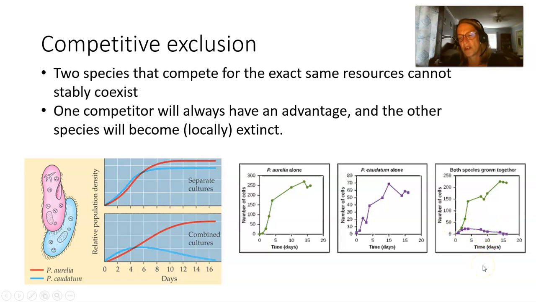Now, one of the things I want you to notice is, remember that competition, even though there's competitive exclusion here, part of the premise of competition is that both species are negatively impacted. So how is P. aurelia negatively impacted when it is put together with P. caudatum? See if you can figure out what's going on, how you can tell that they are negatively impacted by looking at this final graph and comparing it to this graph.